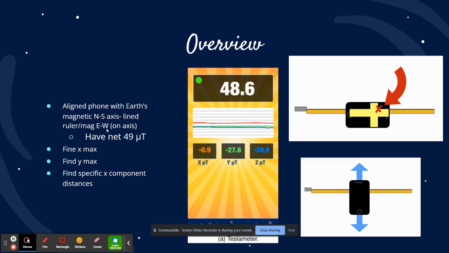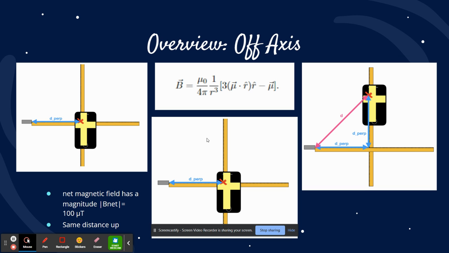And then we aligned one magnet and a ruler along the east-west axis. Then we tried to find the maximum x component and the minimum of y. We marked that off with tape, and then we found the maximum y component with the minimum x component for the magnetic fields. Then we were instructed to collect data at various magnetic fields in the x component and see how their distances change.